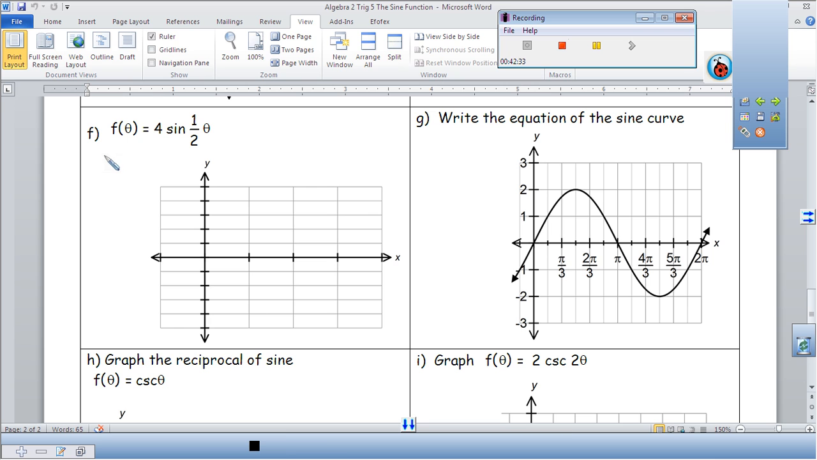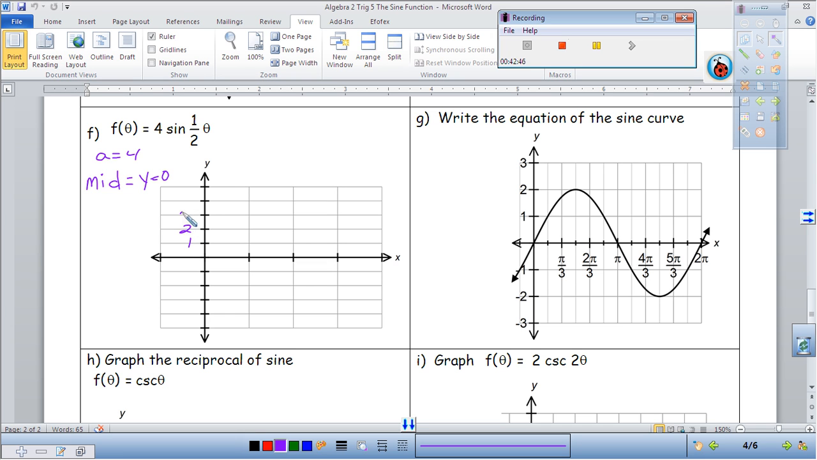Okay, we came up with our amplitude for the midline. This would be 1, 2, 3, 4. This is negative 1, negative 2, negative 3, negative 4. But we just can't forget the frequency, guys. It has to be 1/2. And then the period goes down as 2 pi. Oh, good. 2 pi divided by 1/2 is only 4.